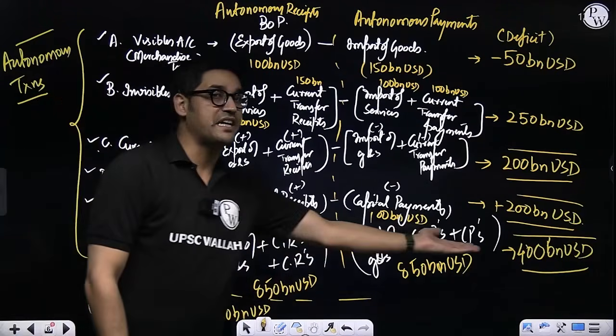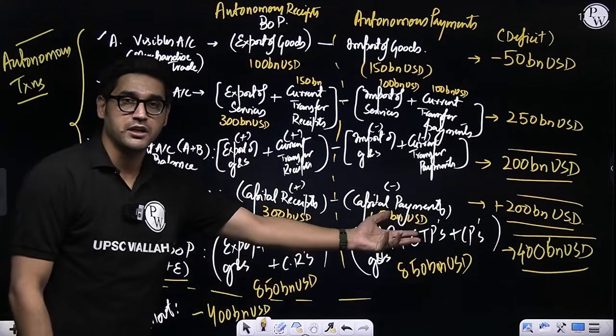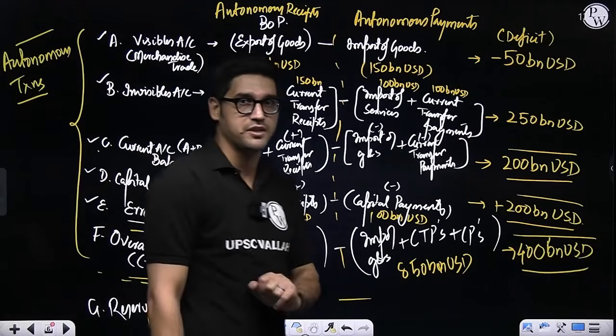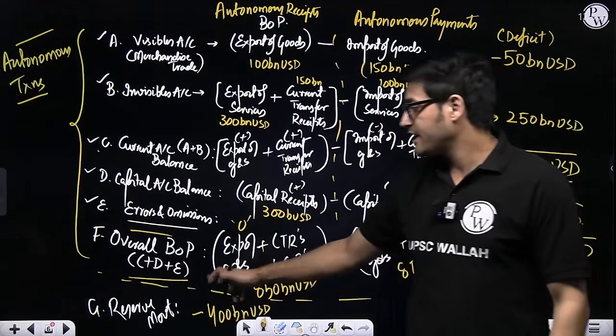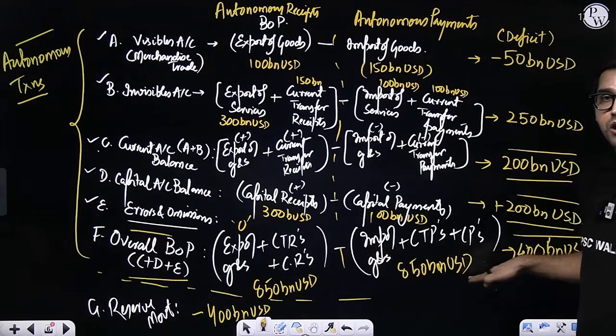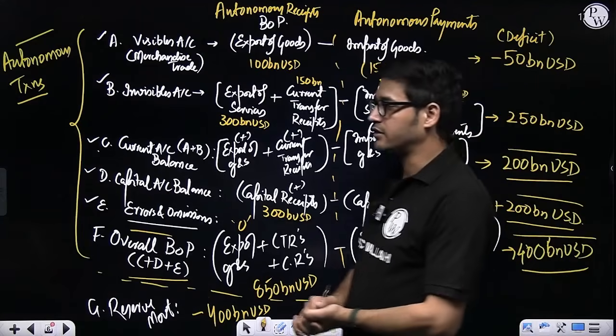If you had a BOP deficit, reserves will have to be used to make that payment and reserve movement will be shown in the positive. This confuses aspirants a lot. The sign of reserve movement is exactly the opposite of the sign of the overall balance of payments. I hope things are clear to you now.